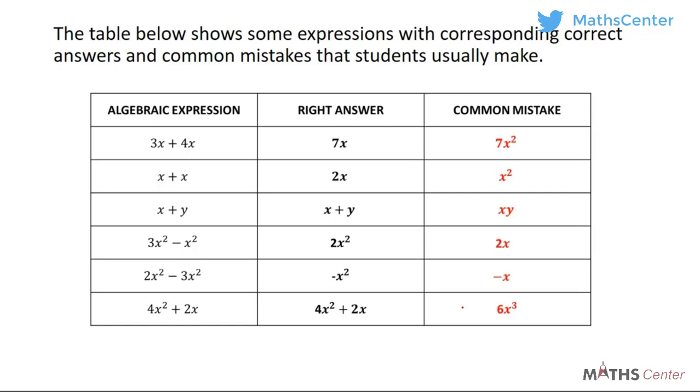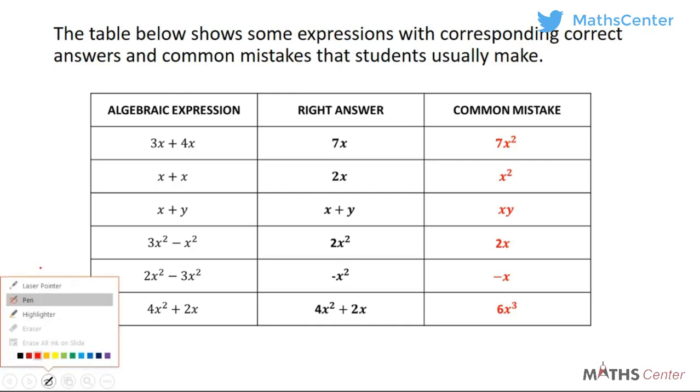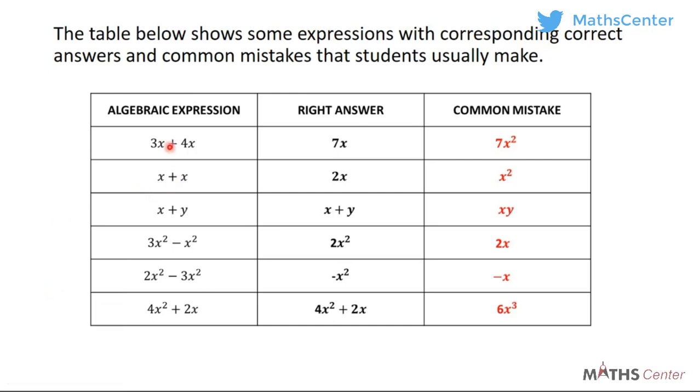Now, the table below shows some expressions with corresponding correct answers and common mistakes that students usually make. So from what you've learned, you've come to see that if you have the expression 3x plus 4x as we have here, the right answer is 7x, not 7x squared. That is a mistake. If you have the expression x plus x, the right answer is 2x, because the first x has a 1 in front of it, the second x has a 1 in front of it.